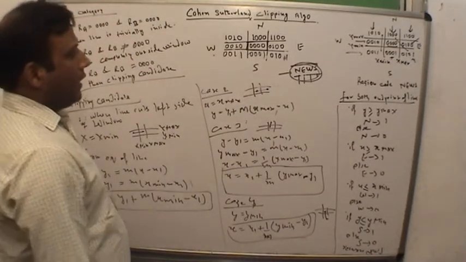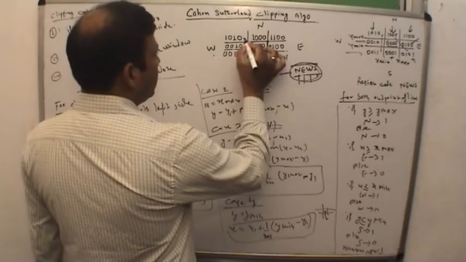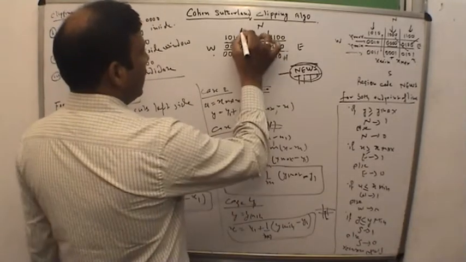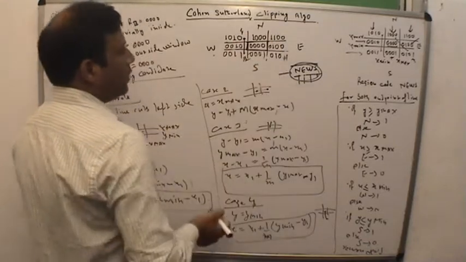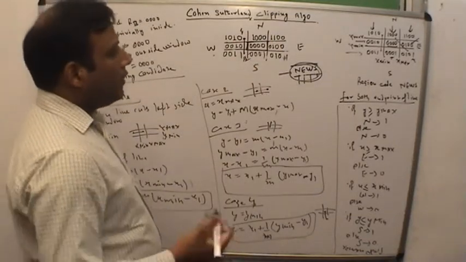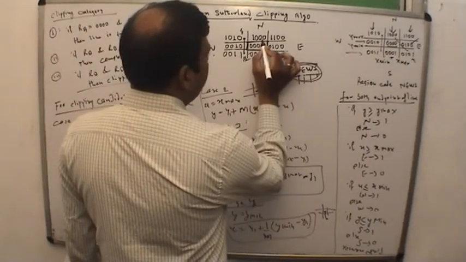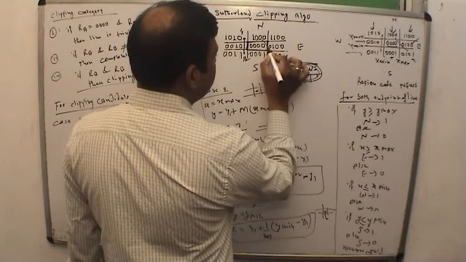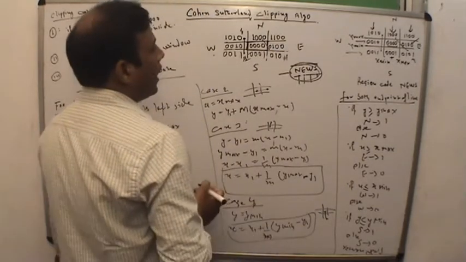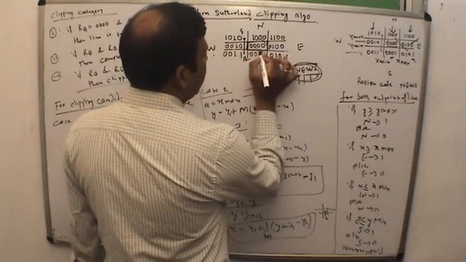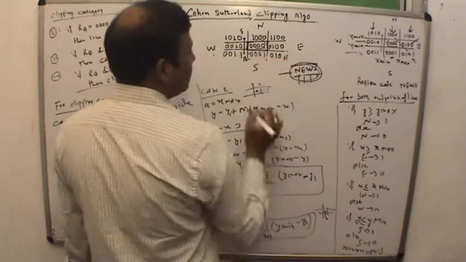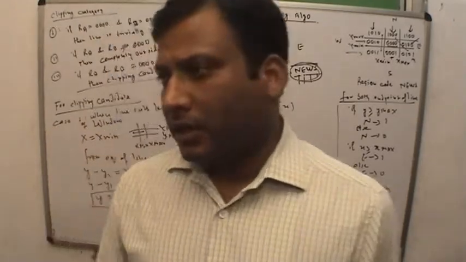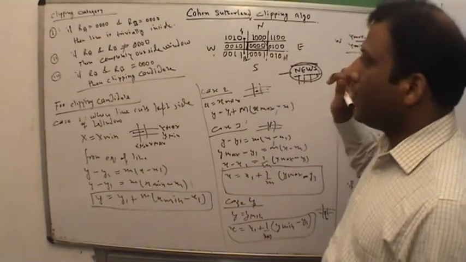So if we have a line which starts from this and ends at this, this line is P1 and this line is P2. And if we have a line which starts from here and ends from here, and if we have a line which starts from here and ends from here, which line is to be clipped? Which line is clipped by the clipping window?